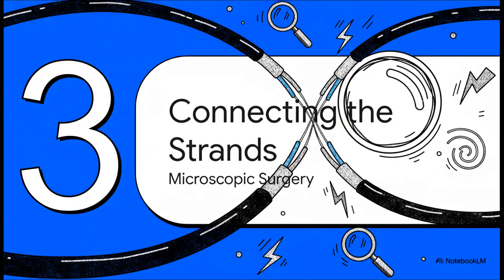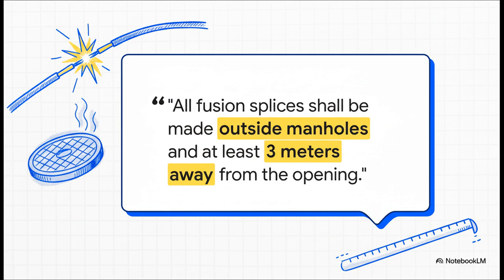All right, the cable is in the ground, but it's not one continuous piece. It's in sections. So now comes the most delicate, most precise part of the whole process, splicing. This is basically microscopic surgery, where technicians join individual strands of glass, and each one is thinner than a human hair. The rules here are just incredibly strict, not just for precision, but for safety.